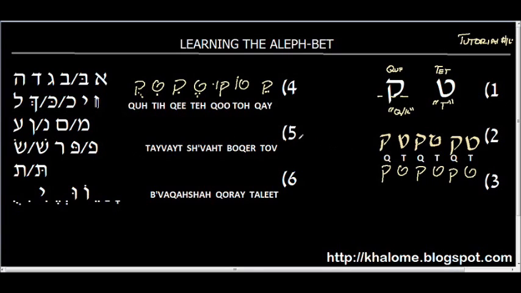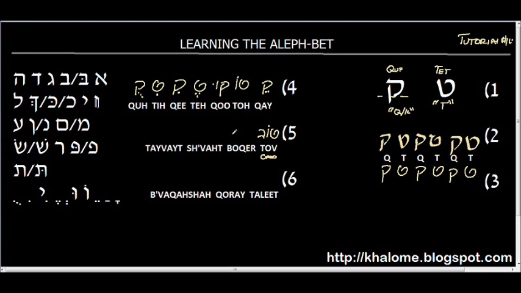A common word in Hebrew using the Tet is tov, meaning good. It'll be the Tet, Cholam Vav, and a Vet. And this means good.